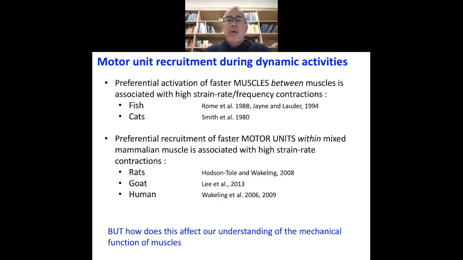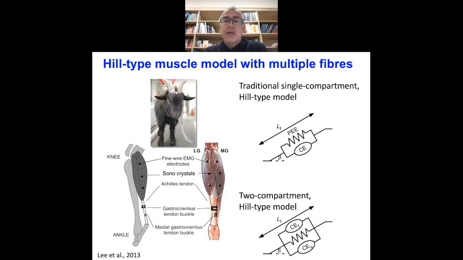So what we next went into was trying to use this information from the EMG to drive different types of muscle models. Here we've got an experiment. This is data from a goat. We have measured from the gastrocnemius. We've implanted EMG electrodes, implanted sonomicrometry crystals to get the fascicle length. We've got tendon buckles on the tendon to directly measure the muscle force.